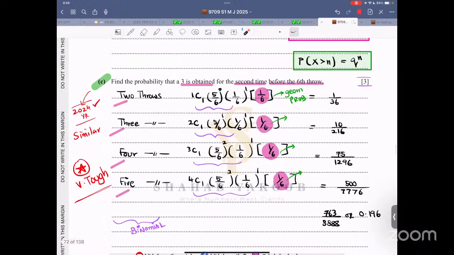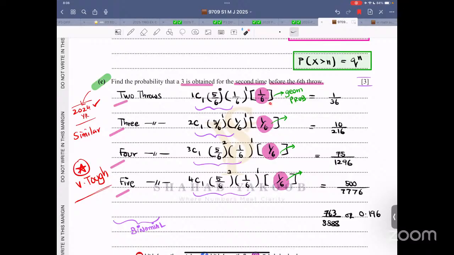Part C, look in 2024, there are similar questions to this one. Find the probability that the 3 is obtained for a second time before the sixth row. Now, how is this question different from the one that we just did? That was on the sixth row. This is second time before the sixth row. That means before the sixth row could be 5 throws, 4 throws, 3 throws, 2 throws. One throw won't work because we want 3 twice.